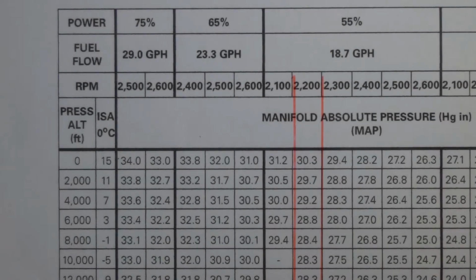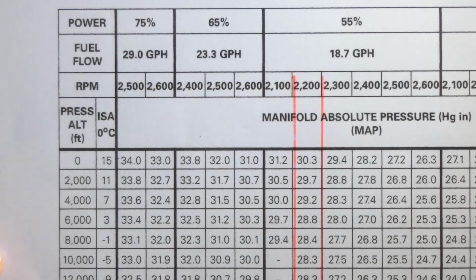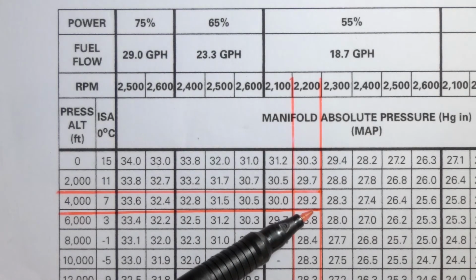So this would be the column that we're interested in. We'd like to cruise at 2,200 RPM. So our manifold pressure would be 29.2 inches of mercury.